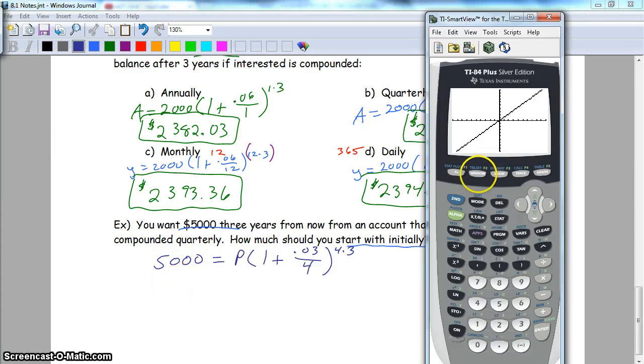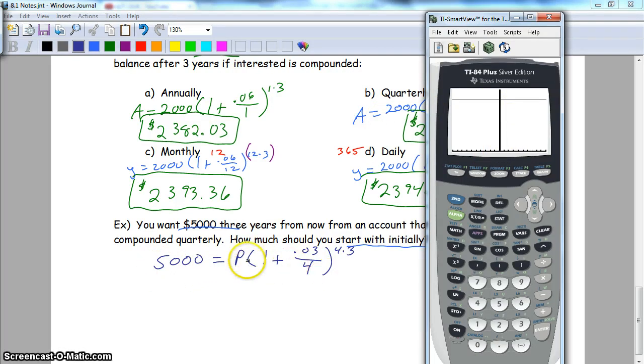All right. So let's go to our window, and our y maximum is going to have to be a lot bigger. Let's make it 6,000 just to make sure we see it. And then press graph. Still don't see it. Well, why don't we see it? Well, here's the thing. Now we see our 5,000, and we saw this at first, but now we don't see it.